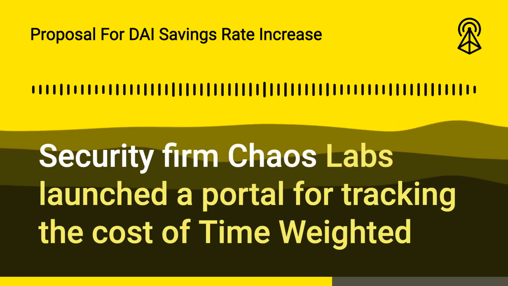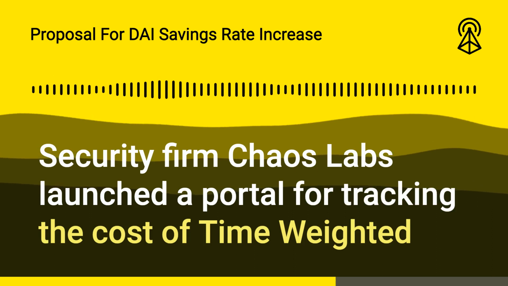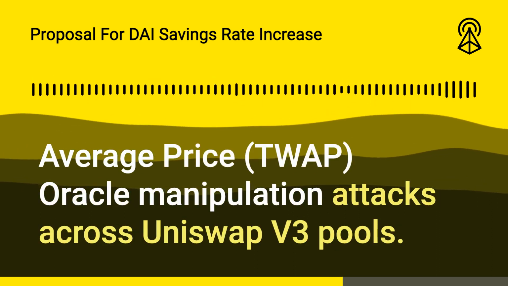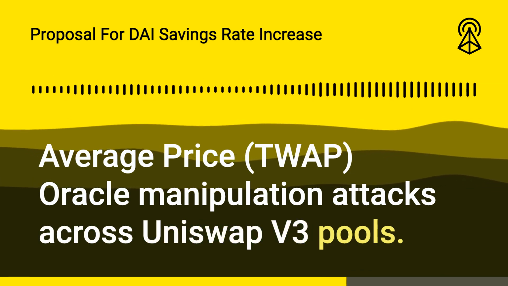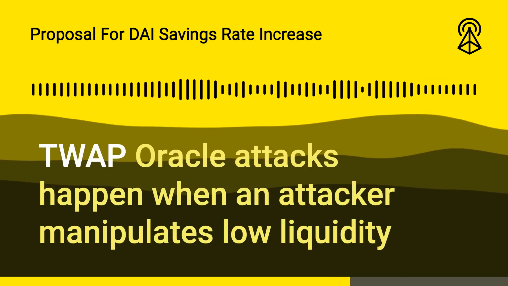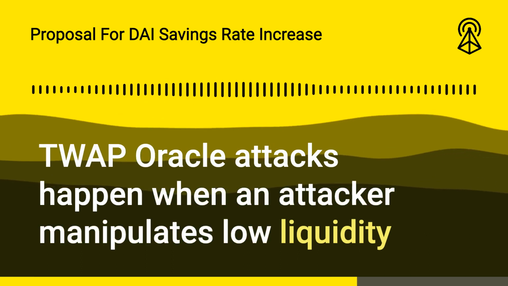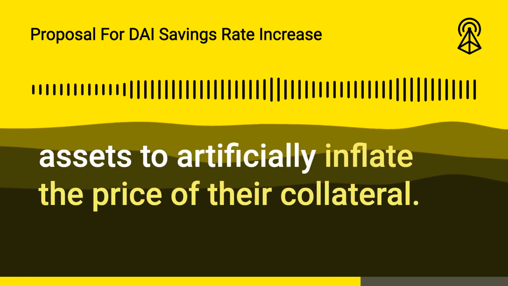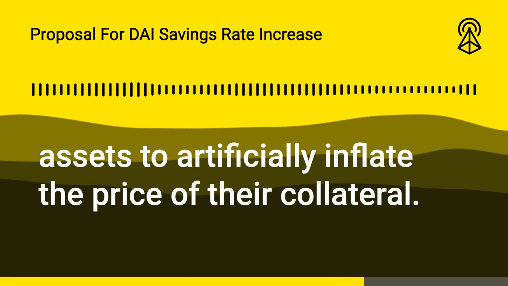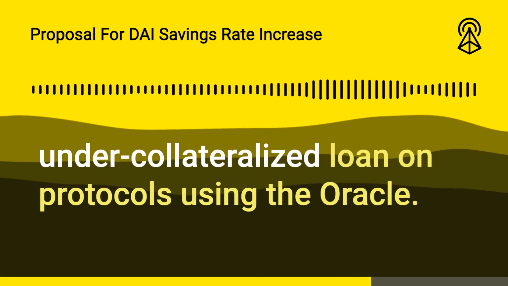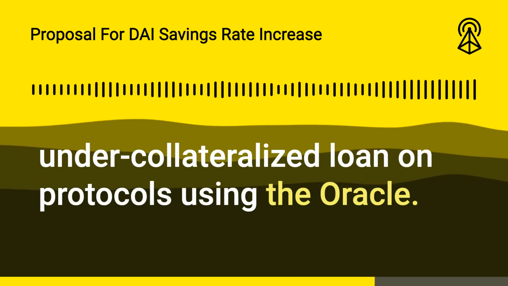Security firm Chaos Labs launched a portal for tracking the cost of time-weighted average price Oracle manipulation attacks across Uniswap V3 pools. Time-weighted average price Oracle attacks happen when an attacker manipulates low liquidity assets to artificially inflate the price of their collateral. This allows an attacker to secure a significantly under-collateralized loan on protocols using the Oracle.